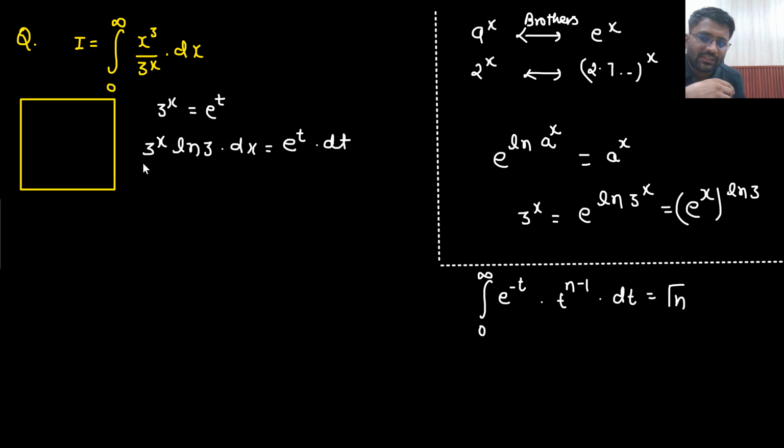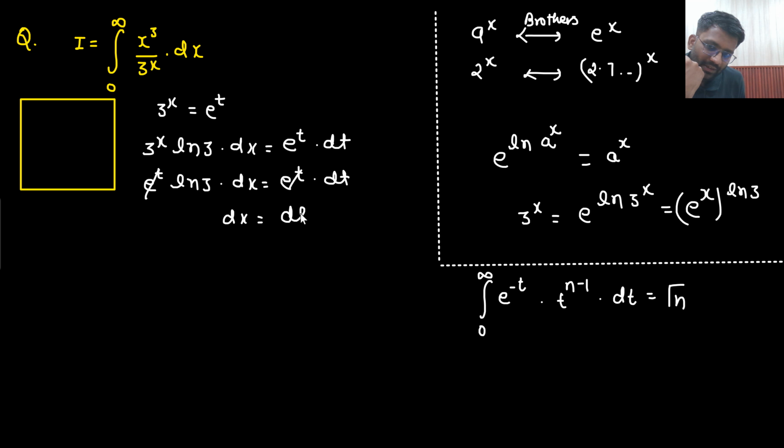If you notice one thing, 3 to the power x is nothing but e to the power t only. So it is coming out to be e to the power t ln 3 dx equals e to the power t dt. So this and this are getting cancelled out. So dx is coming out to be nothing but dt by ln 3. This is your dx.